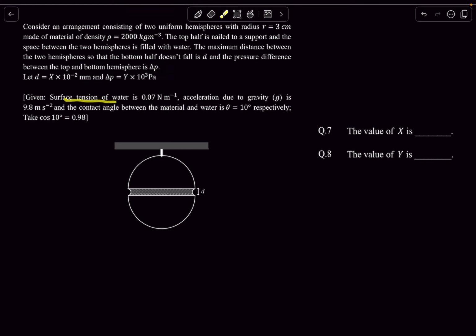So the surface tension is given, acceleration due to gravity is to be taken as 9.8 and the contact angle is to be taken as theta equals 10 degrees. Remember guys, the contact angle was 0 for the combination of water and pure glass. Here is not pure glass, right? It's some arbitrary material. So let's start with the discussion.